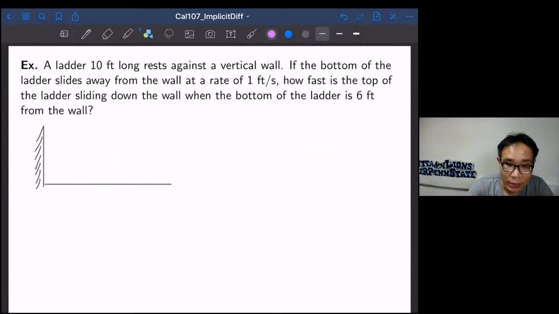And you have a ladder that is 10 feet long. So it's going to be 10 feet long like this, okay? So this one is my ladder. So this one is 10 feet.